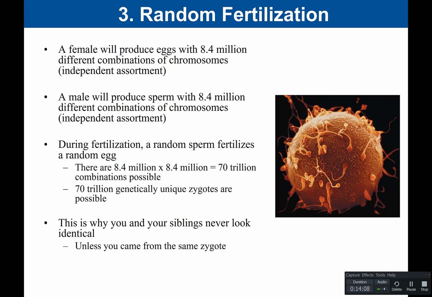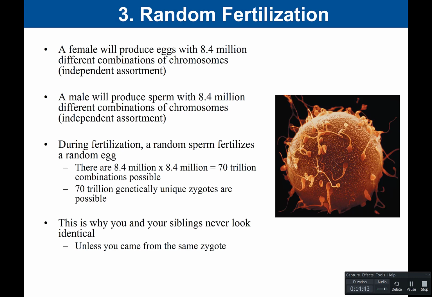And then the last source of genetic variability is from simply random fertilization. A female will produce eggs with 8.4 million different combinations of chromosomes. Again, just by independent assortment alone, that doesn't even take into consideration crossing over. A male will produce sperm with 8.4 million different combinations. And so in fertilization, we have a random sperm fertilizing a random egg. First one in wins, right?